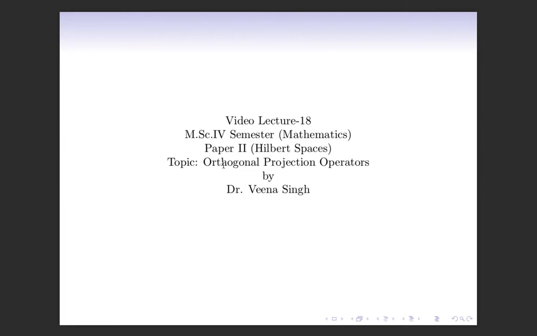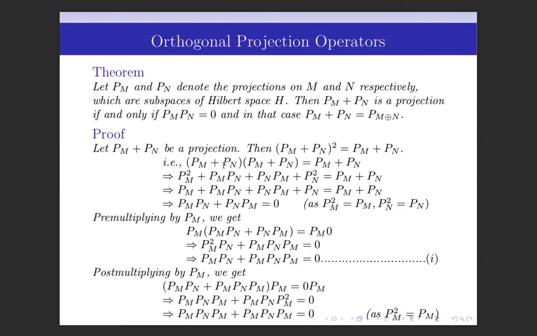Today we will discuss an important theorem on orthogonal projection operators. The theorem states that, let Pm and Pn denote the projections on M and N respectively, which are subspaces of Hilbert space H. Then Pm plus Pn is a projection if and only if Pn Pm is equal to 0, and in that case Pm plus Pn is the projection on the direct sum of M and N.